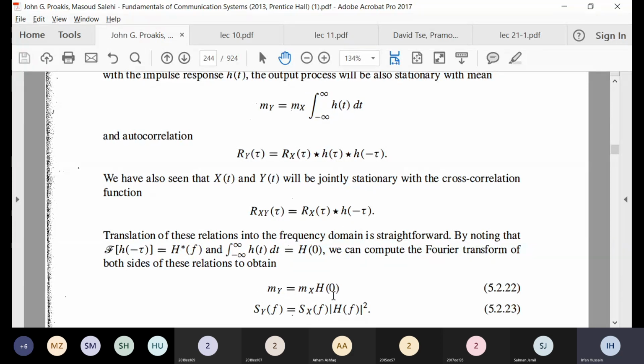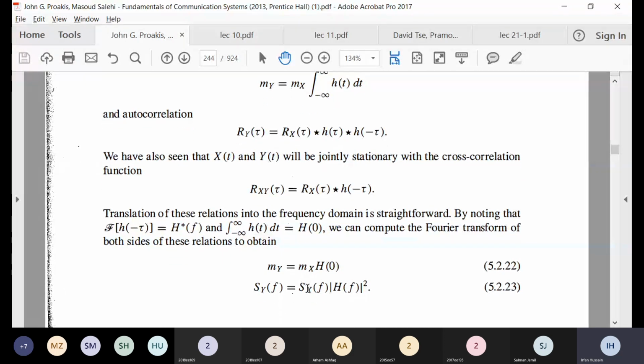So I've written this in terms of the Fourier response. So the output mean is the Fourier transform of the impulse response at 0 frequency, or DC, times the mean of the input. Now this you can take its Fourier transform. This will become the power spectral density of x. This will become H(f).